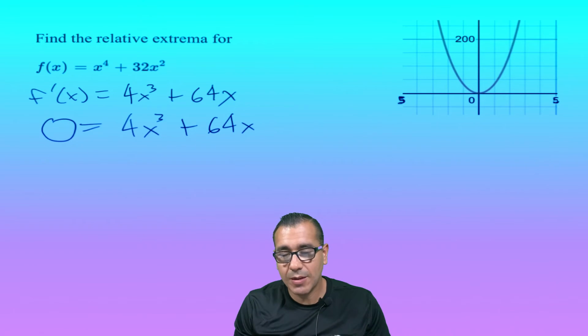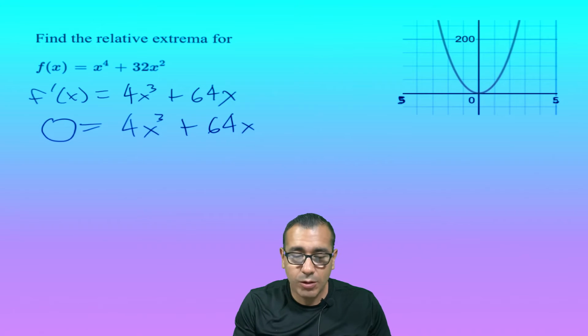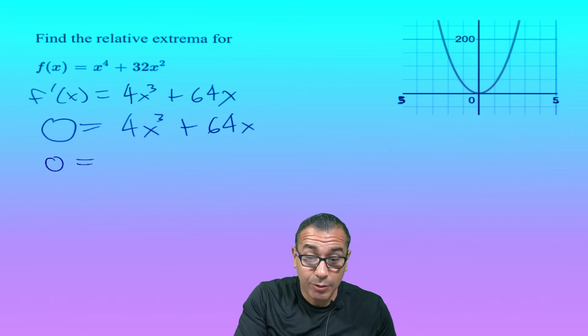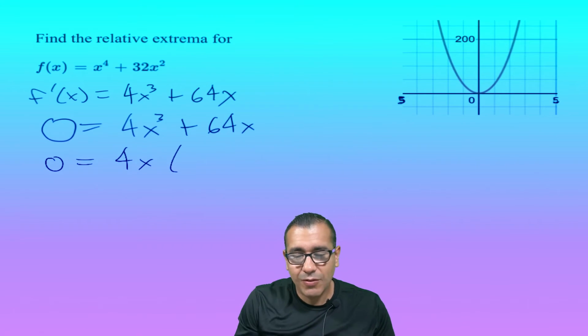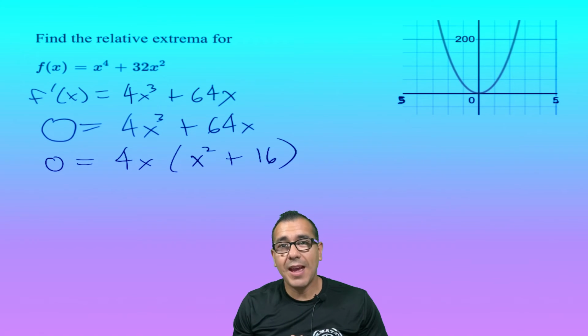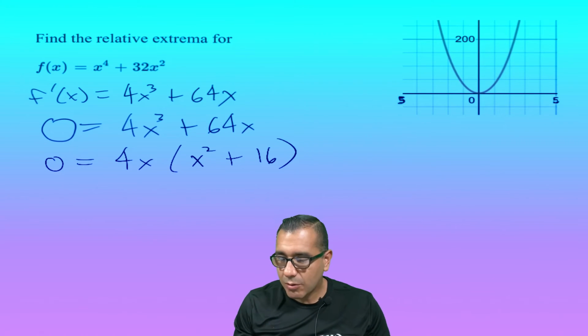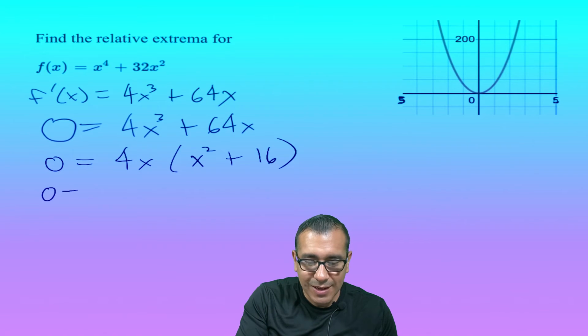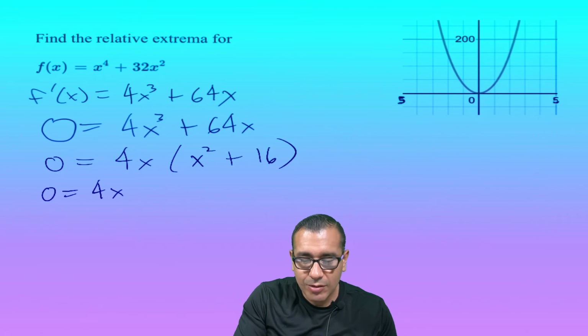Solve this equation. So let's go ahead and factor out a 4. Let's factor out a 4x. So once you factor out the 4x, you're left with x squared plus 16. All right, and so now that we factored it, we know our zero product rule. We're going to go ahead and set each one of these factors equal to 0.